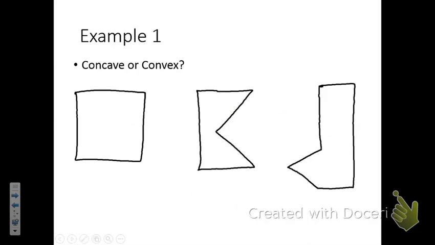Alright, so first one, everybody, what is it? Convex. It should be convex. If I draw in my diagonals, they're completely contained within my figure. Okay? What about the second one?